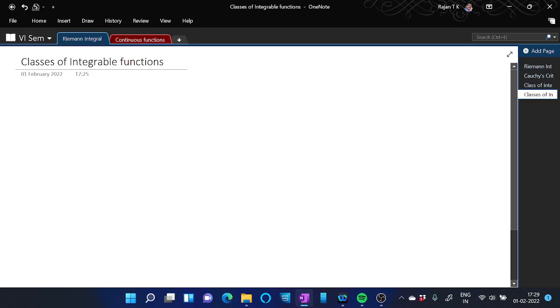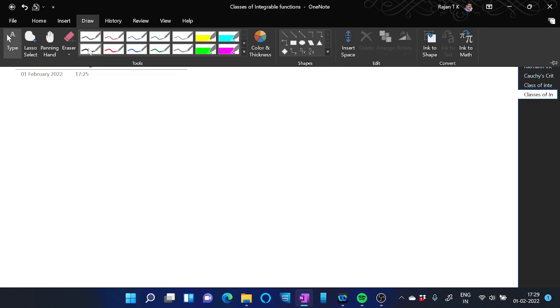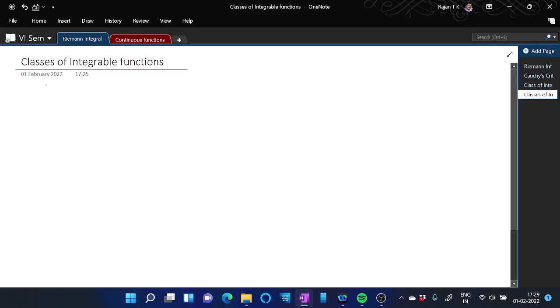Here we discuss certain types of Riemann integrable functions. First we will see: if f from [a,b] to R is continuous on the closed interval [a,b], then f is Riemann integrable, or otherwise we say f belongs to R[a,b].